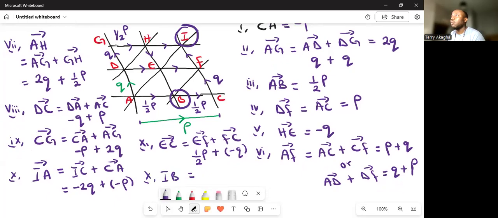So IB. So it means that I have to go to IC. Then I now go to what? CB. All right. So IC, we already know that IC is going to be minus 2Q because IF is going to be minus Q. FC is also going to be minus Q because they're going in the opposite direction. So it's going to be minus 2Q plus CB is going to be minus half P.